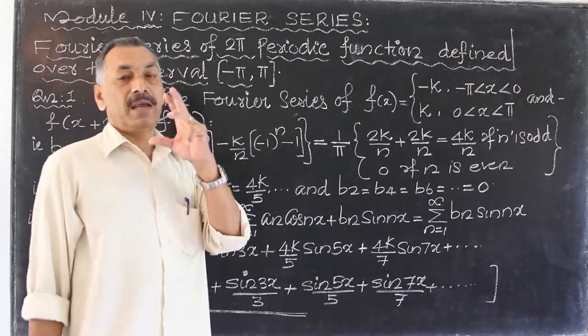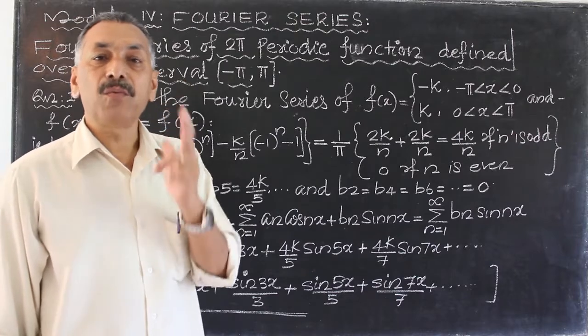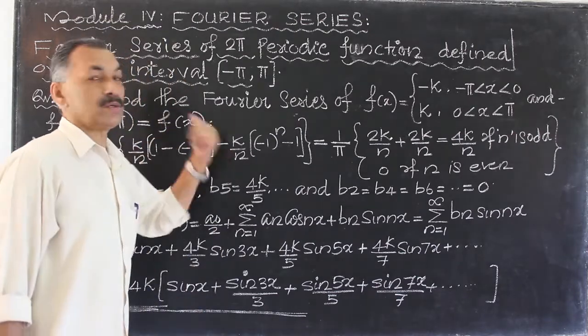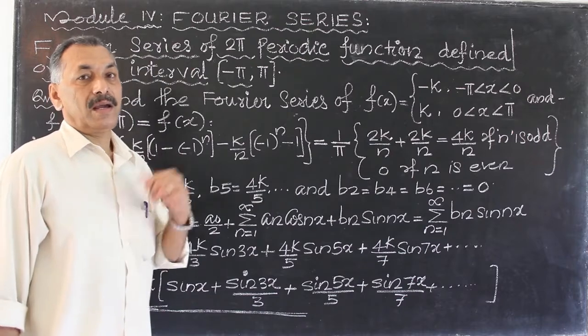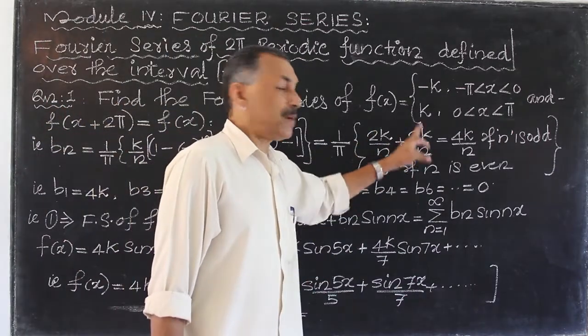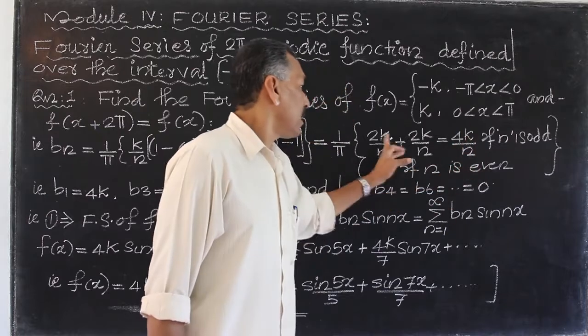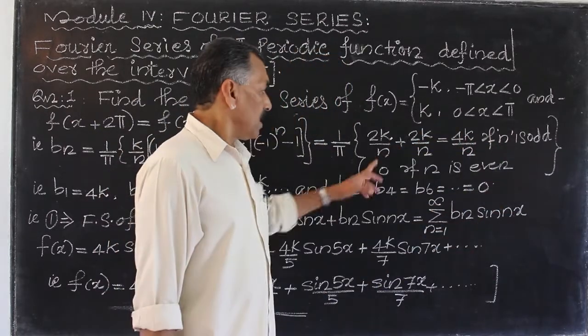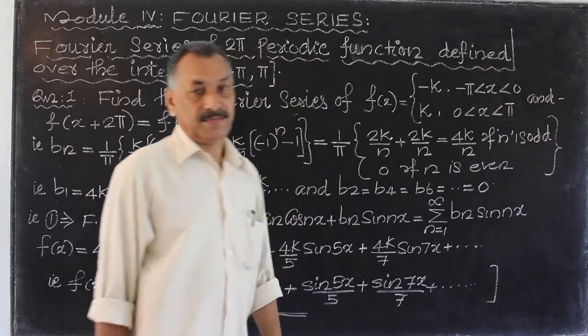That means in the expansion, if n is equal to 2, 4, 6, 8, etc., or n is even, bn is equal to 0. And then the expansion is 1 by pi into 2k plus 2k by n, that is equal to 4k by n. And we are adding the 4k by n if n is odd, equal to 0 if n is even.